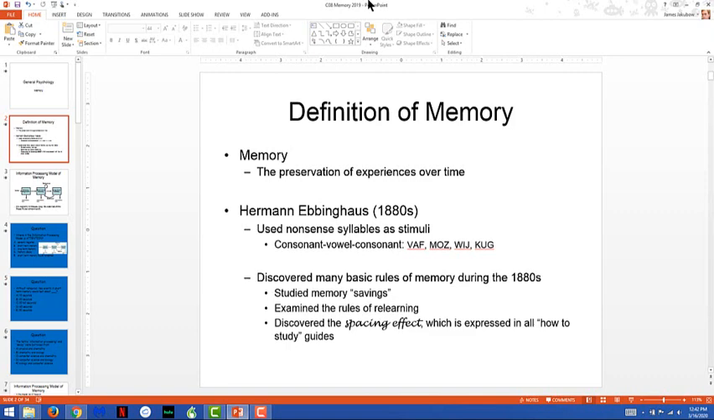Now, of course, VAF, MOZ, WIDGE, CUG, those kinds of nonsense syllables, they don't constitute words in the German language or English. Typically, they're not going to be seen in most languages. Of course, there might be an occasional oddball that actually does show up in a language, like pug instead of cug. Pug, P-U-G, that would be a word in English.